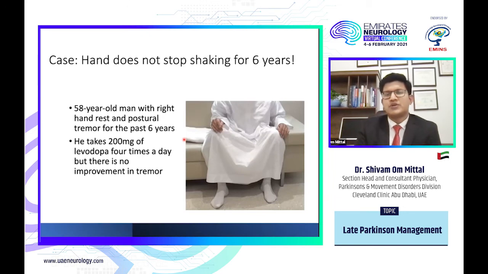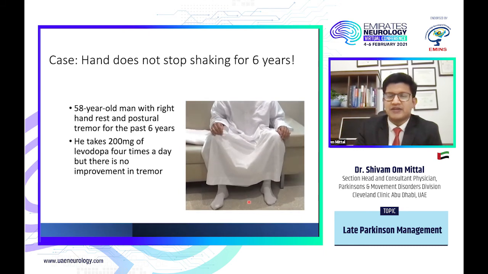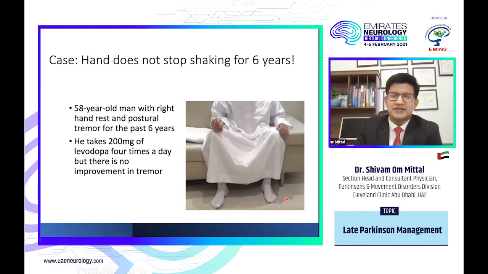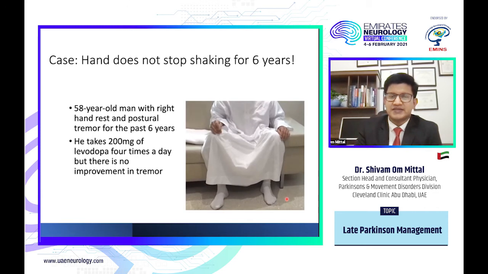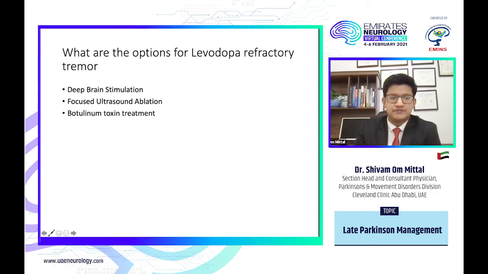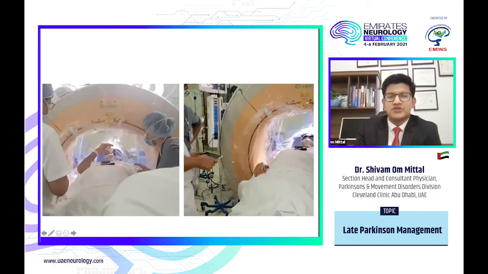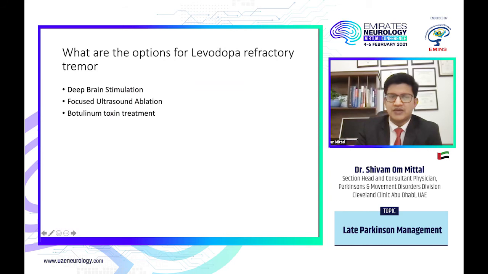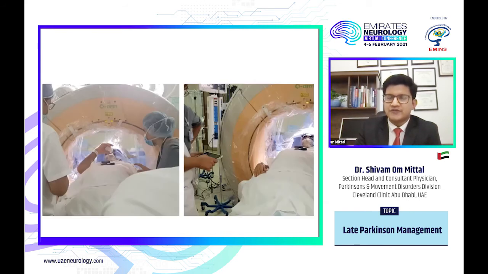Now, coming to a patient who has a tremor, an elderly man, around 58 years old, who has had a lot of tremor for the past 6 years. He takes high doses of dopamine medications, but his tremor is not under control. So what option would you consider in this patient? We can go with DBS, we can go with focused ultrasound ablation, or we can do Botox treatment for hand tremor. So this patient went for DBS at Cleveland Clinic, Abu Dhabi.